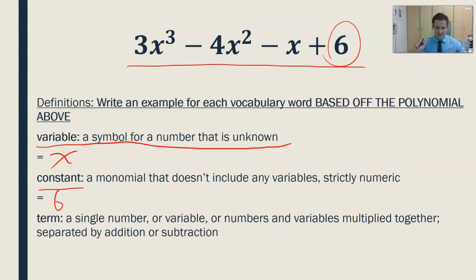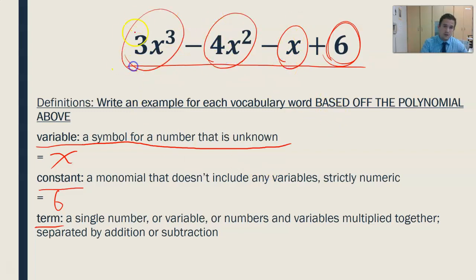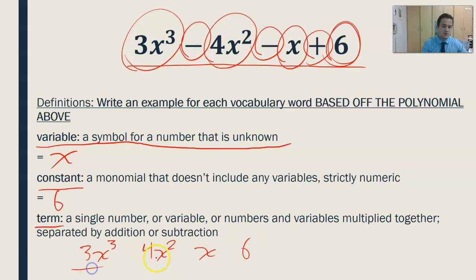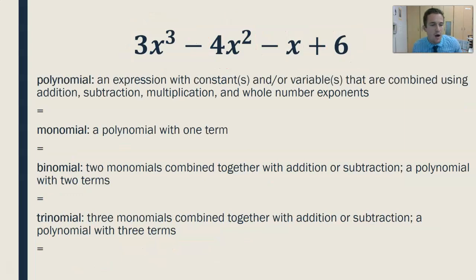It is constant. A term. A term is a single number or variable, or numbers and variables multiplied together, separated by addition or subtraction. So 6 is a term, x is a term, 4x squared is a term, 3x cubed is a term. They're just all individual numbers and variables combined, separated by addition or subtraction signs. So 3x cubed could be a term, 4x squared could be a term, x, 6. Those are all individual terms.